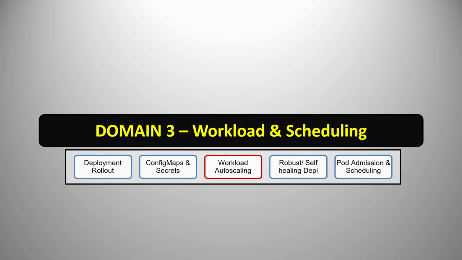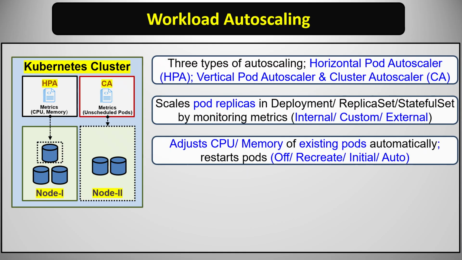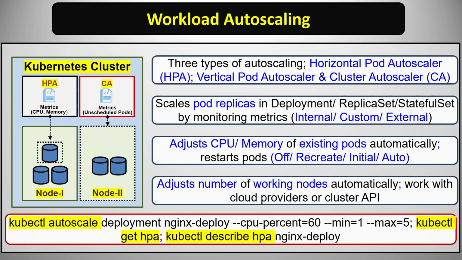Now, Kubernetes provides three types of autoscaling. The first one is horizontal pod autoscaling. This one scales the number of pod replicas in your deployment, replica set or stateful set based on metrics like CPU, memory, or any custom metrics or any external metrics.